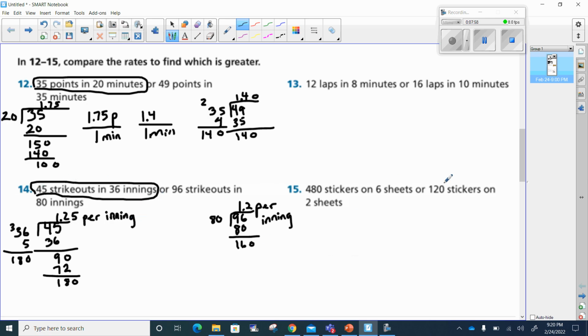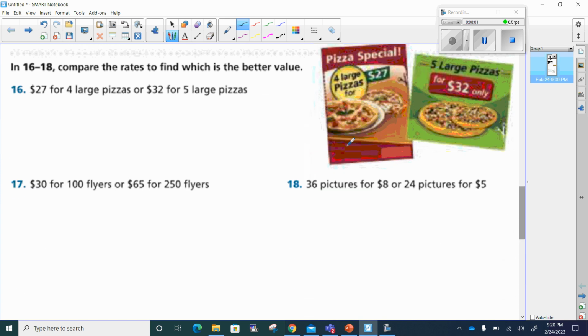All right, let's check out number 16 now. Number 16 says, compare the rates to find which is the better value. We have $27 for 4 large pizzas and $32 for 5 large pizzas. Well, first one is 27 for 4. So how much will be 1? That's going to be $6 per pizza there. Over here, we've got 32 for 5. We know this goes in 6 times to get 30. And we're going to have $2 left over, right? And then we add a 0. This would be 4, so 6.4.